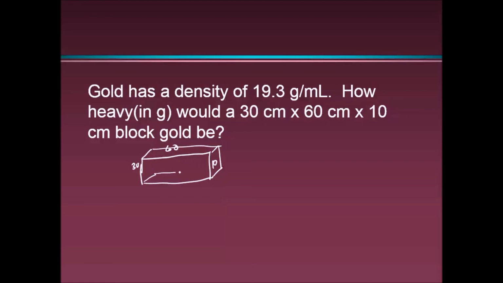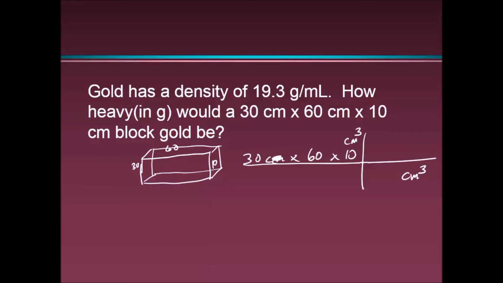Uh-oh. They didn't give us volume. They only gave us length, width, and height. What are we going to do? What can we do? Length times width times height. There we go. All right, Ryan, what is length times width times height? You calculate it is 18,000. So that gives us cubic centimeters.